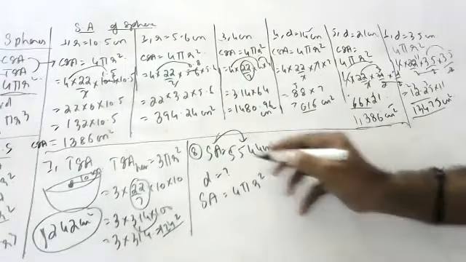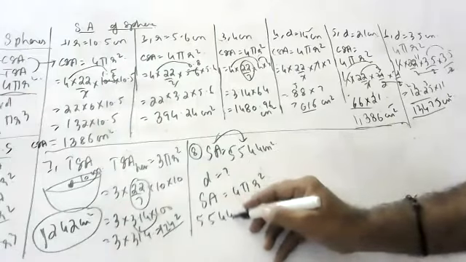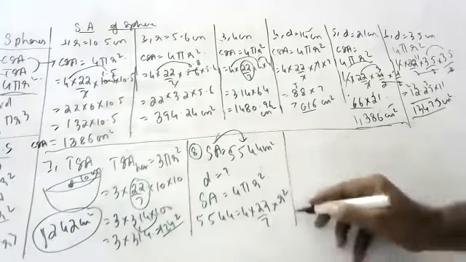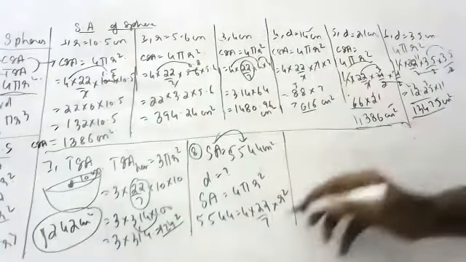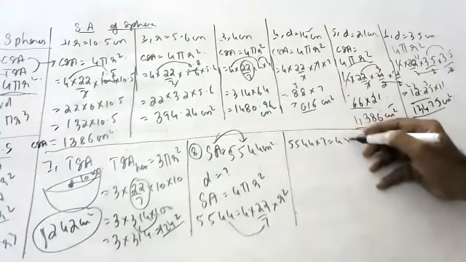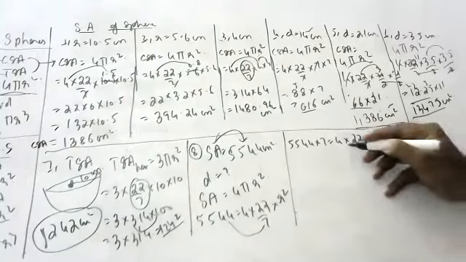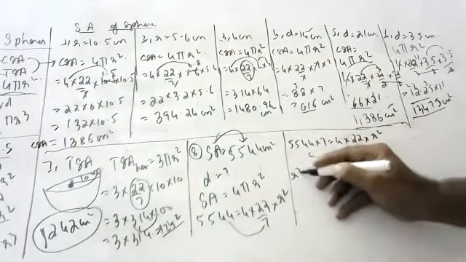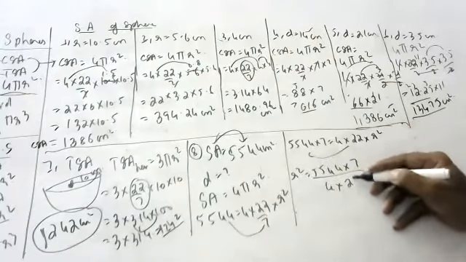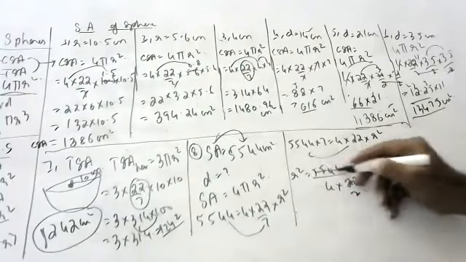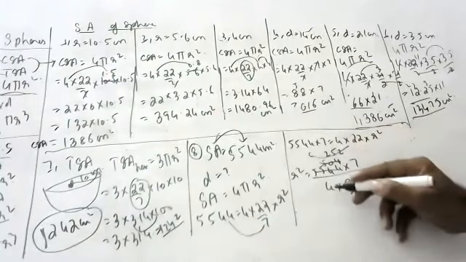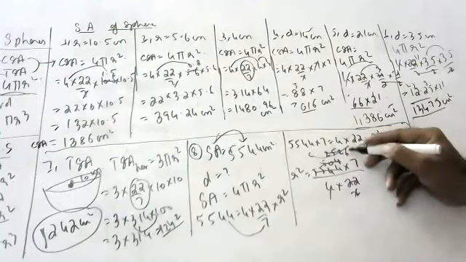5544 is equal to 4 into 22 by 7 into r square. Children, 7 will go up, and this will go down because it's upper. So 5544 into 7 by 4 into 22. 11 fives are 55, now 4: 2 fives are 10, 2 sixes are 12, 4 threes are 12.